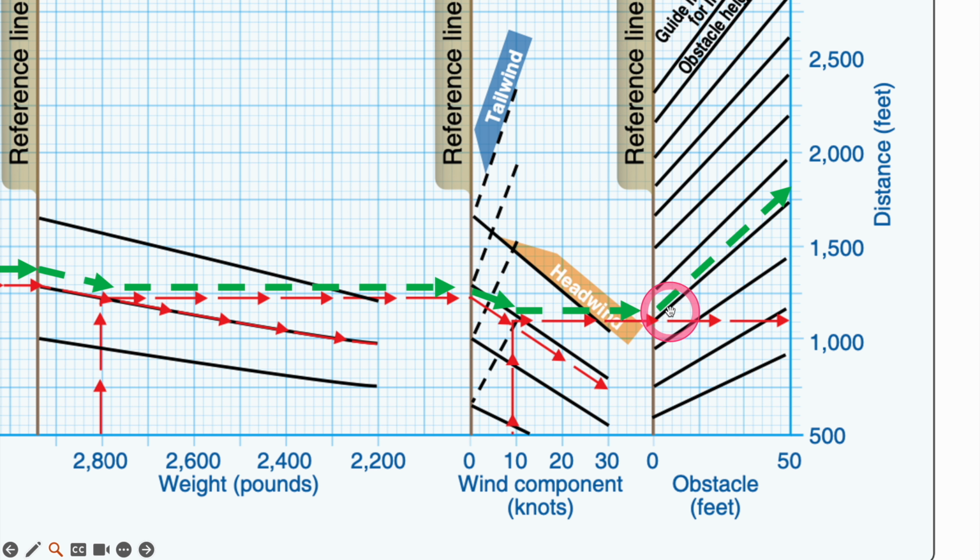So if there's no obstacle, you go straight across like the red line. If there is a 50-foot obstacle, then you track parallel to these black lines. So those are the only two options. It's never going to give you a 30-foot obstacle or 100-foot obstacle. It's only going to be 0 or 50.